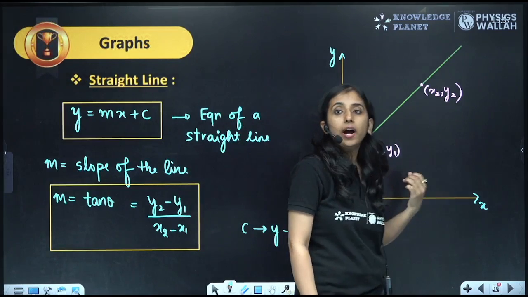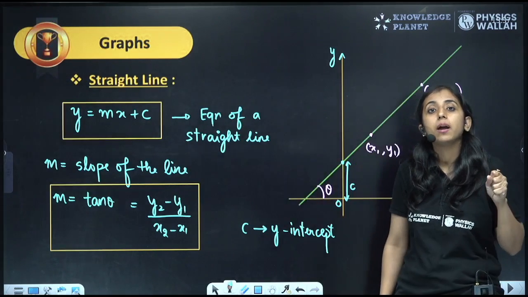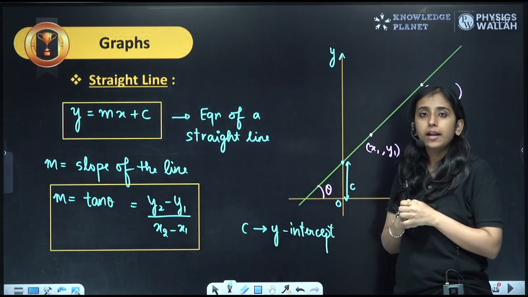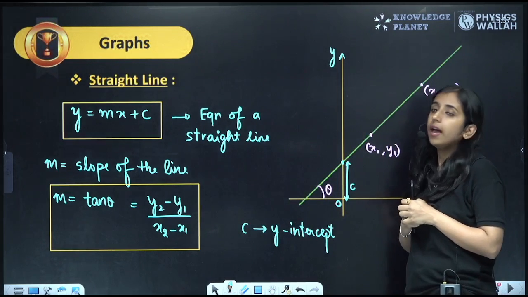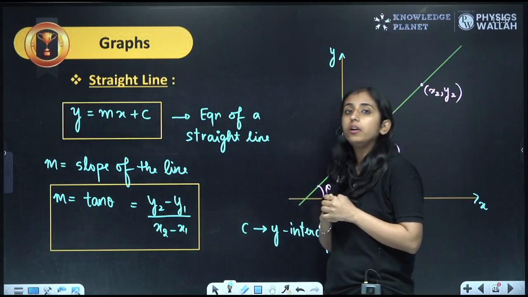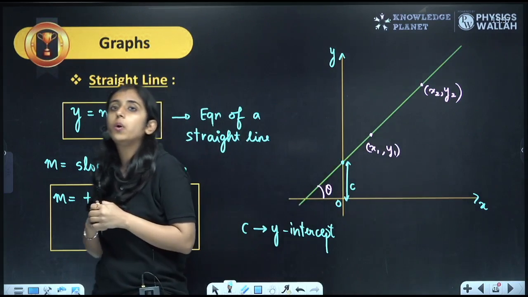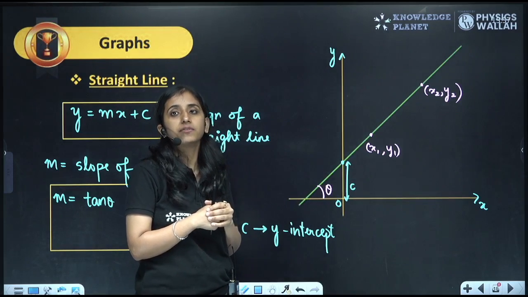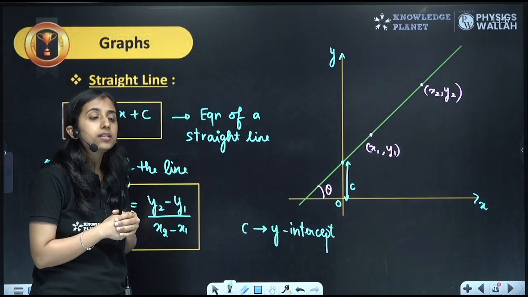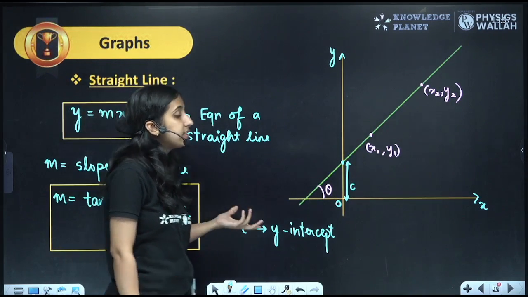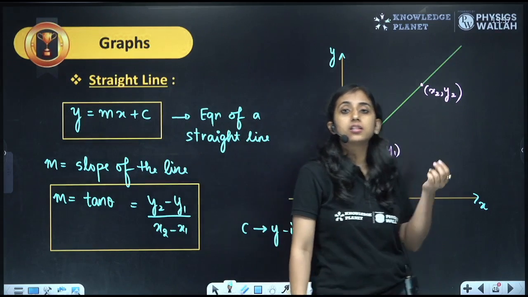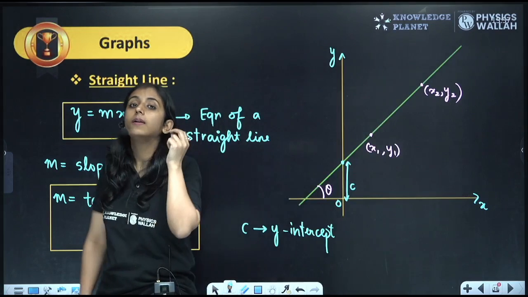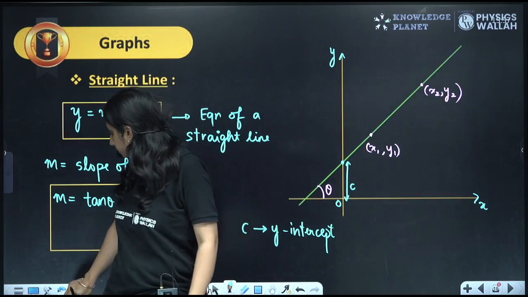Then y is equal to mx plus c, where m is the slope. M can be found using two formulas: tan of theta if the angle is given, or if 2 points are given, x1 y1 and x2 y2, then m is equal to y2 minus y1 divided by x2 minus x1. And c is the y-intercept, that is the point where this straight line cuts the y-axis.